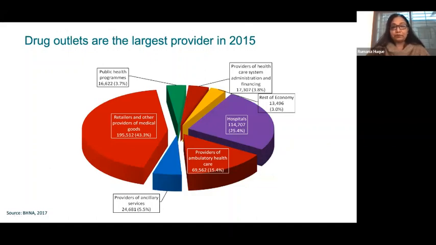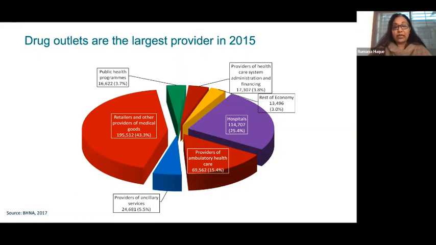Now, as we are saying, how we are spending, we are analyzing the total health expenditure from different lenses. And this diagram shows how we are spending on hospitals and providers of healthcare, administrative functions, retailers and other providers of medical goods, and also some ancillary services. I don't know if you can see those diagrams properly, but you can see the absolute amount and also the percentage.